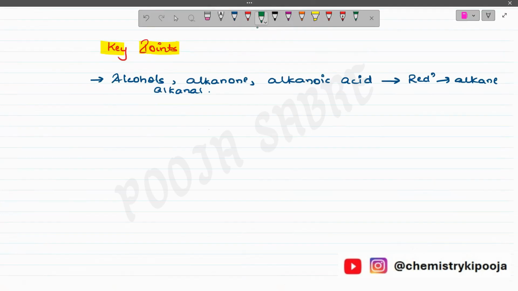Already we have studied alkanal, R, C double bond O and H. Now we need to reduce this alkanal, that is the aldehyde group, to alkane. So I need to add 4HI, and here it is red phosphorus at 150 degrees Celsius. Now how will the reaction take place? We have 4 hydrogens. One hydrogen will go here, one hydrogen on this oxygen, and one bond will break. Since there is a double bond, a pi bond, addition takes place on both atoms.